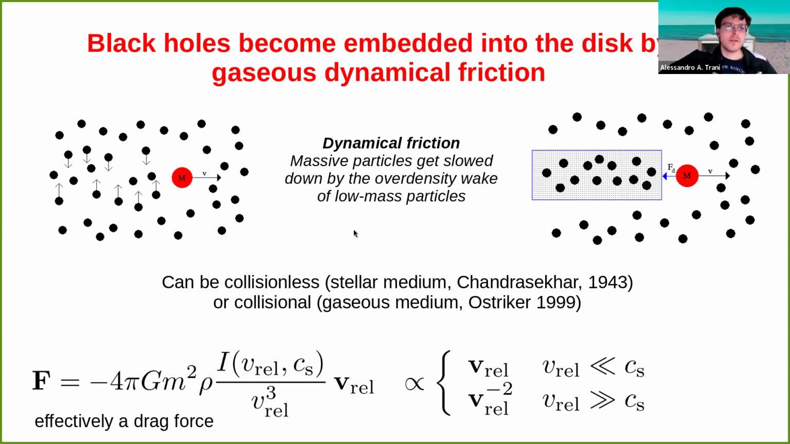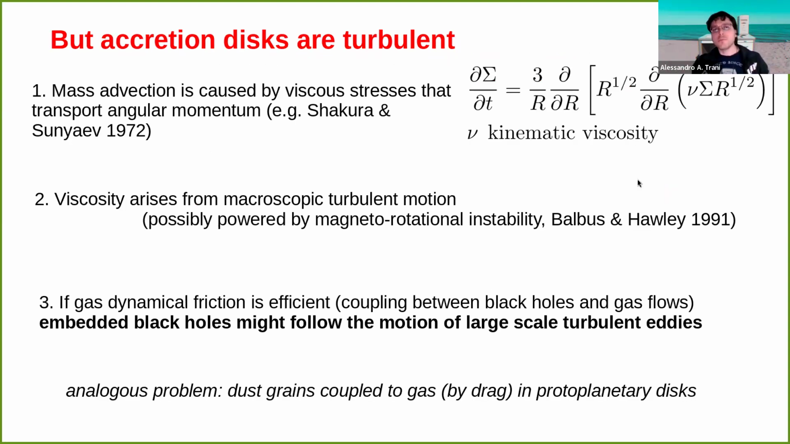And this works in a stellar medium, but also in a gaseous medium, so collisionless and collisional. And so this is the main process that should circularize and embed these black holes inside these AGN disks. However, AGN disks are turbulent, and we need this turbulence because AGN disks are accretion disks. We need to have mass advection within the disk, which is driven by kinematic viscosity. And the molecular viscosity has been shown not to be enough to give the accretion rate needed to explain the luminosity of an AGN.